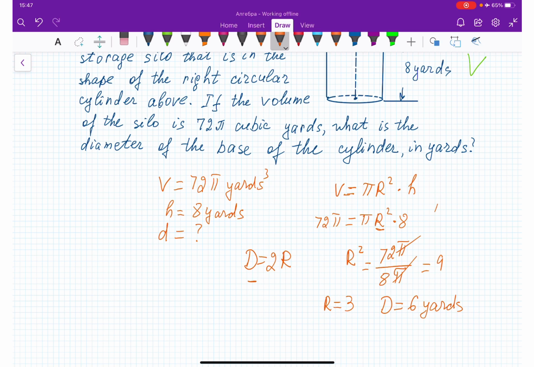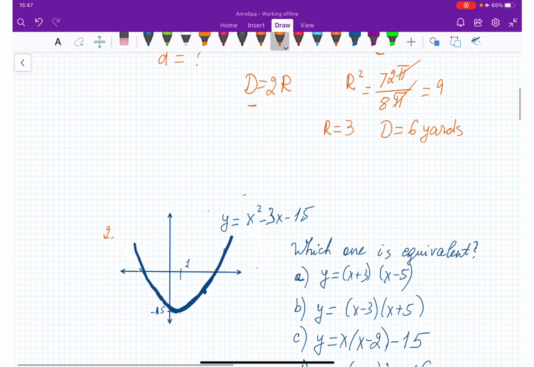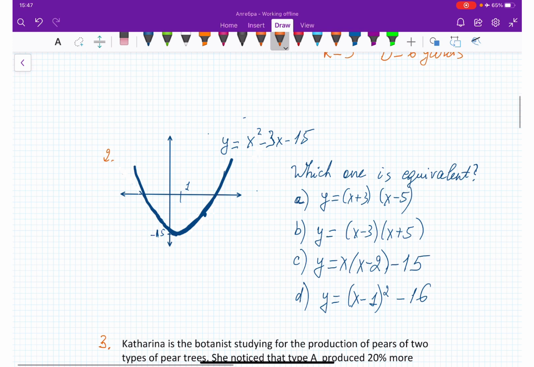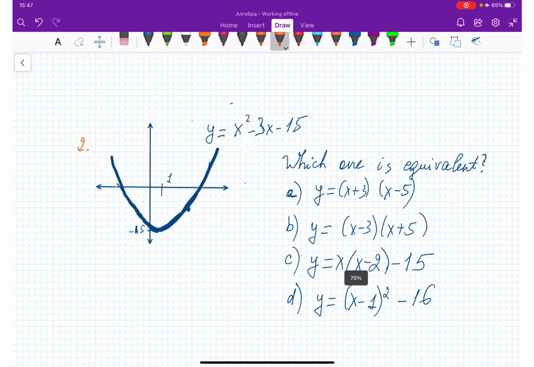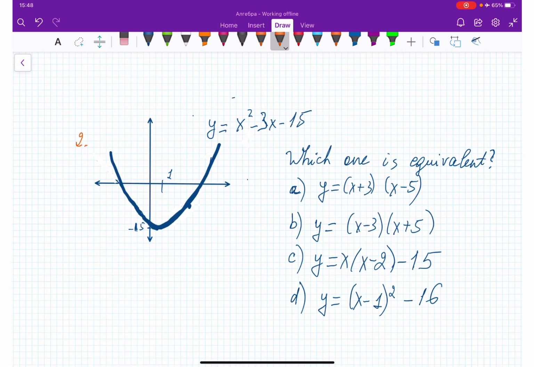All right, moving to the second question. So, what do we have? We have a graph, and we need to find which function described in A, B, C, D is equivalent to this description of this graph.